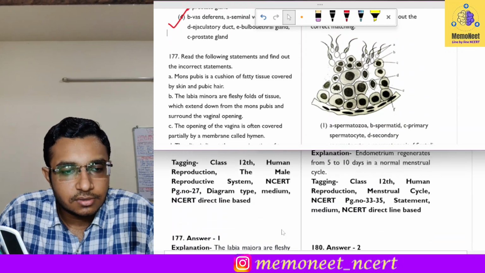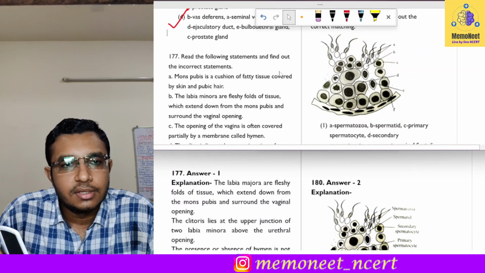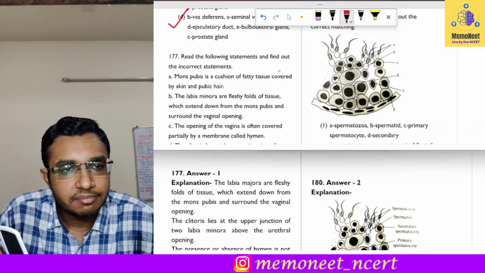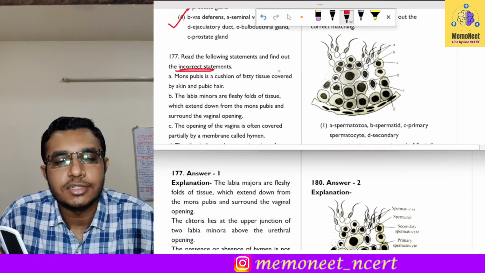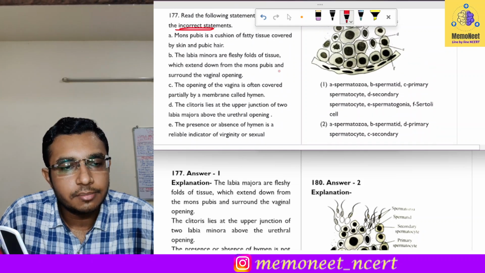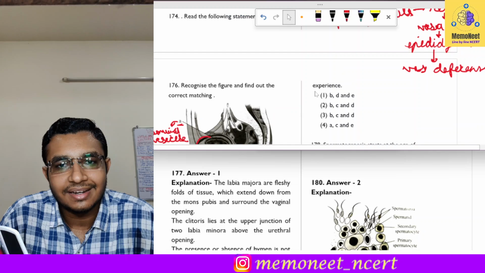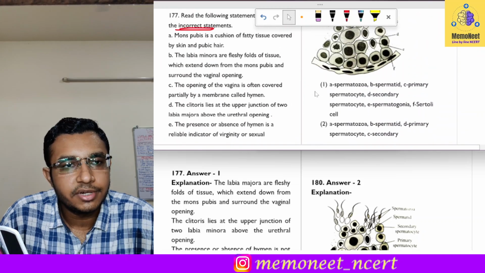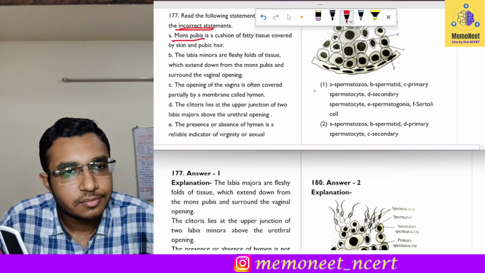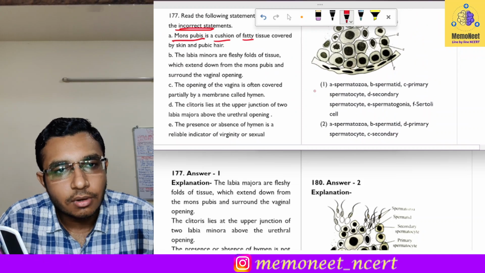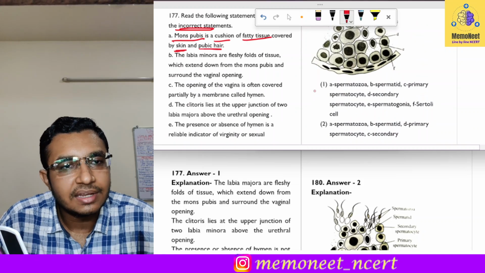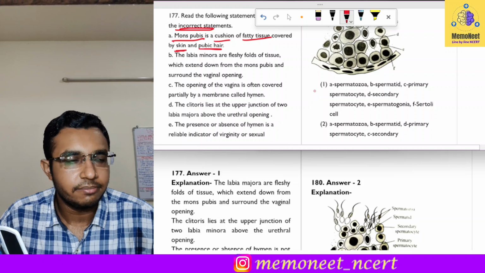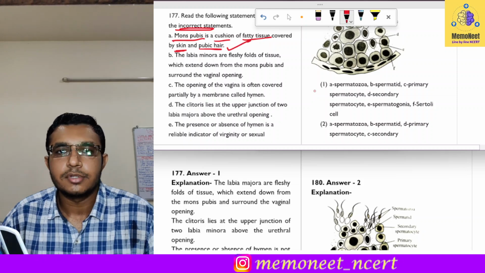Next question is question number 177. It states that read the following statements and find the incorrect statements. Okay, so among the following 5 statements we have to find which statements are incorrect. The first statement is mons pubis. Mons pubis is a cushion of fatty tissue which is covered by skin and the pubic hair. So is this statement correct? Yes, this statement is absolutely correct.